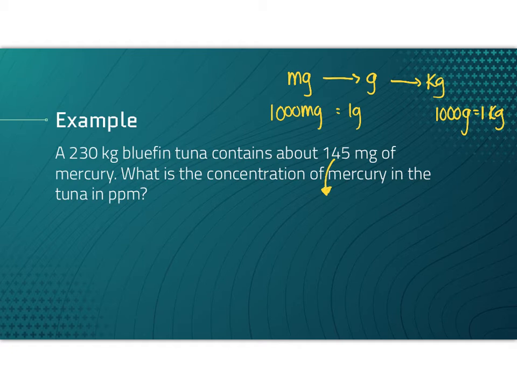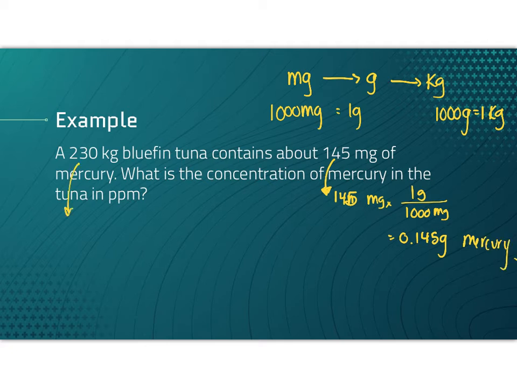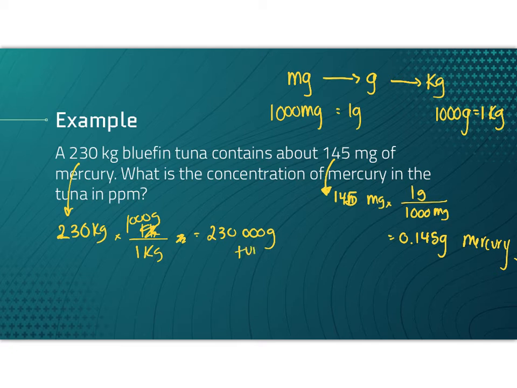All right, so 145 milligrams. I multiply by 1 gram over 1,000 milligrams, so I'm dividing by 1,000 and I get 0.145 grams of mercury. The 230 kilogram bluefin, there's 1,000 grams in 1 kilogram, so we're multiplying by 1,000 and we get 230,000 grams is how much that bluefin tuna weighs.